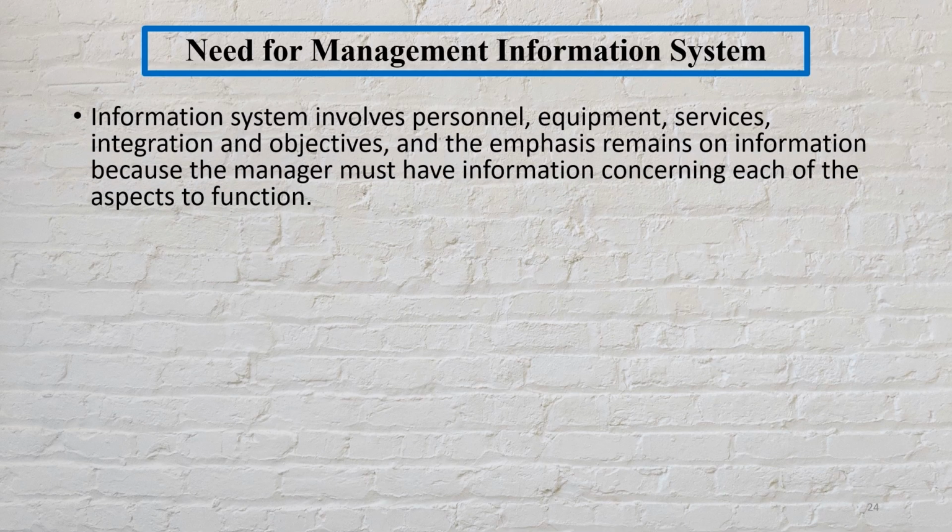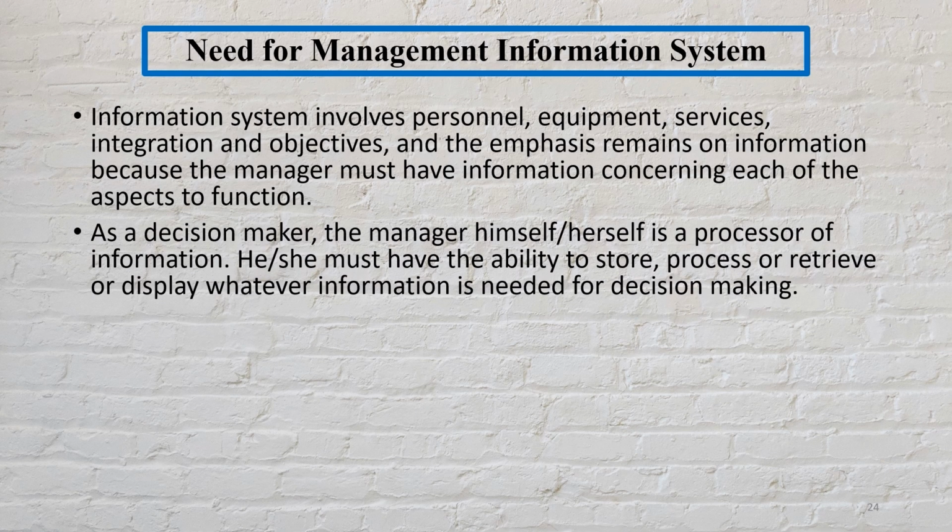Need for management information system. Information system involves personnel, equipment, services, integration, and objectives, and the emphasis remains on information because the manager must have information concerning each of the aspects to function. As a decision maker, the manager himself or herself is a processor of information.